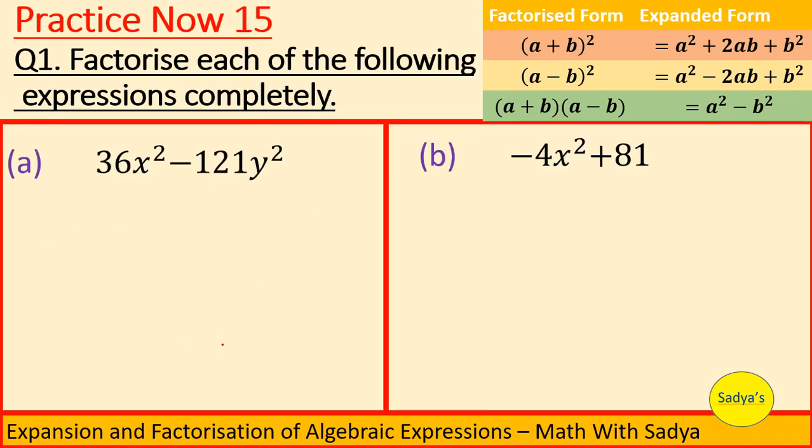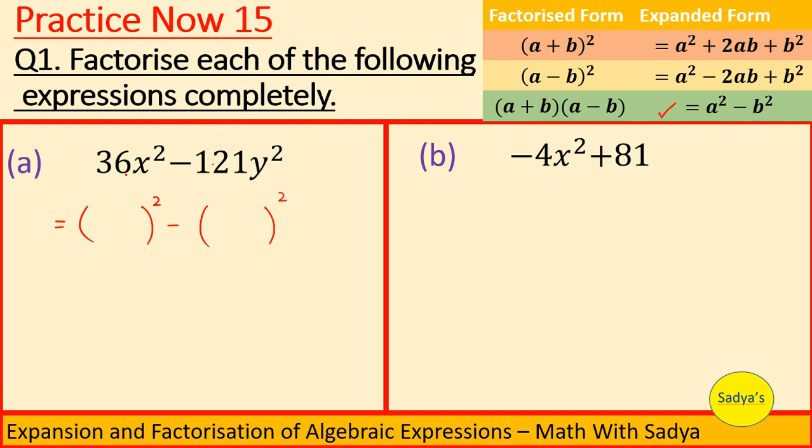Let's now solve practice now 15. Question number 1 is factorize each of the following expressions completely. And here we can see we have two terms with a minus sign. So two terms with a minus sign means we will use the third identity. So let's try writing the structure first: a square minus b square.